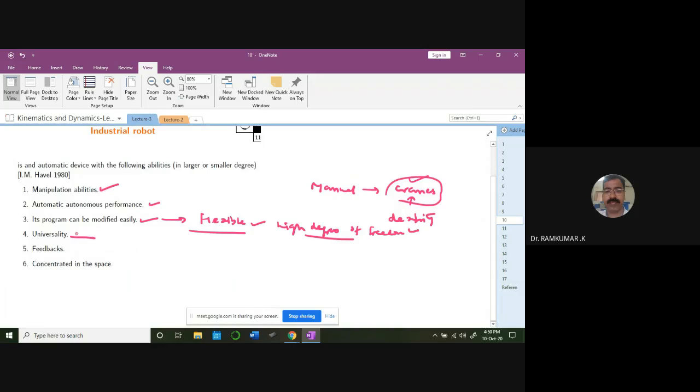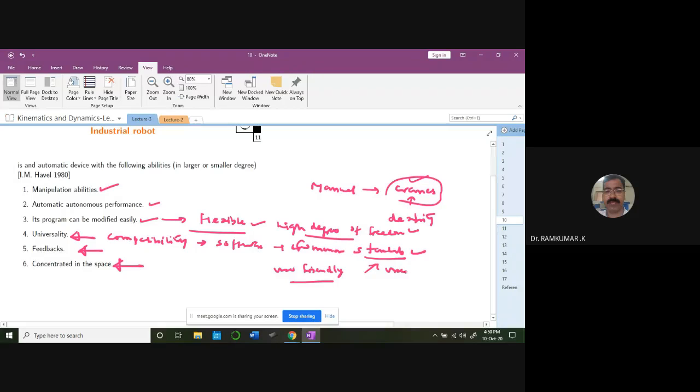In universality, there should be feedback. Universality here we'll be talking about compatibility. You can buy one robot from one vendor and then load it with some other software, and still there will be no compatibility issues. That kind of common standards they are bringing now, so that it's more user friendly. When there are common standards, anybody can utilize it to the full level of its potential.